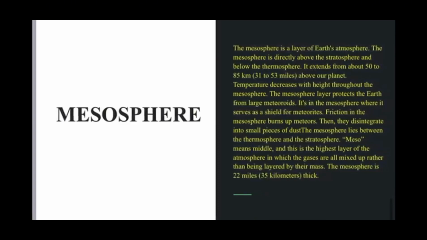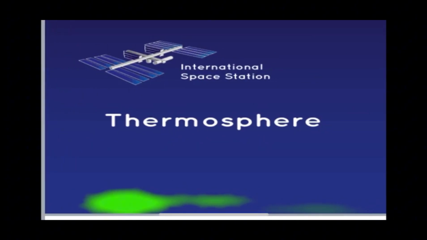The mesosphere is 22 miles, that is 35 kilometers thick. This is not the height, friends, this is the thickness, like how broad it is, 22 miles, that is 35 kilometers. So now, friends, we will go to the next layer of the Earth, the fourth layer, that is the thermosphere.